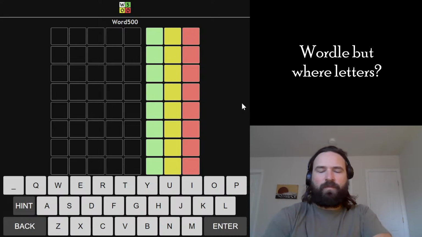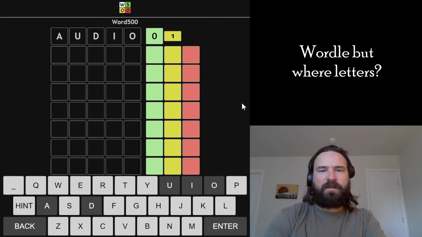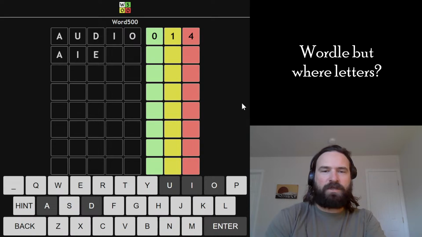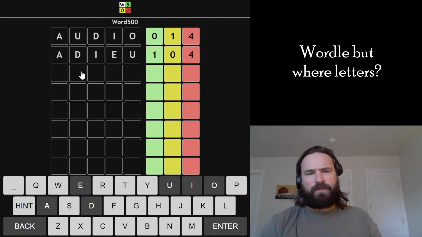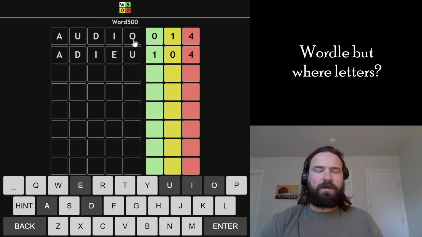That's special Word 500. Word 500 is the Wordle game where they give you the number of greens and yellows, but they don't tell you where they are on the word. I like to start with a do and audio because they use all 5 vowels from the English language. I have no idea how to spell it, do, I guess. And the only letters that change are the E and the O.